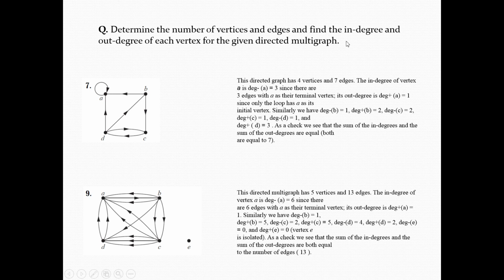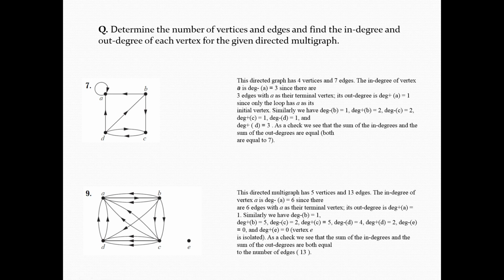And what else is required? The in degree and out degree of each vertex. So let's start with A. In degree of A: the terminal vertex for this edge is A, so 1. The terminal vertex for this edge is also A, that is 2. And the terminal vertex for this loop is also A, so the in degree is 3. Now the out degree of A, that is, the starting vertex. A is the starting vertex for this loop only, so the out degree is 1.